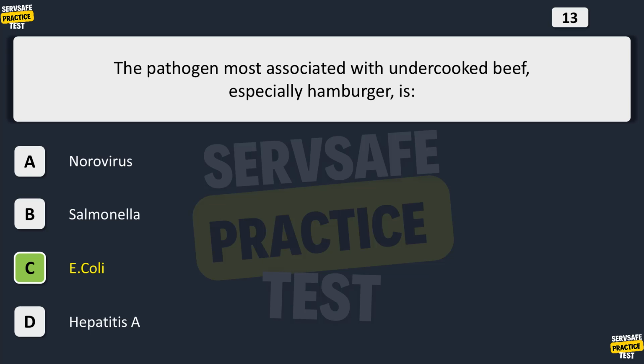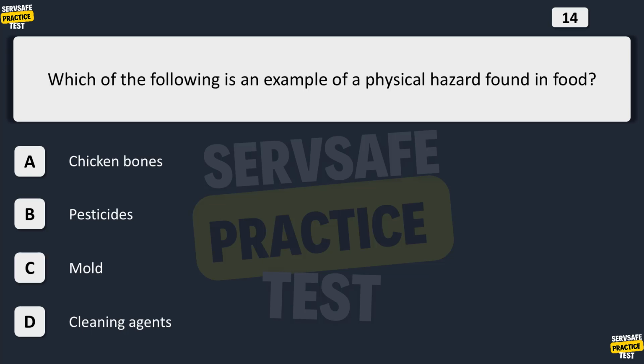Which of the following is an example of a physical hazard found in food? A. Chicken bones. B. Pesticides. C. Mold. D. Cleaning agents.